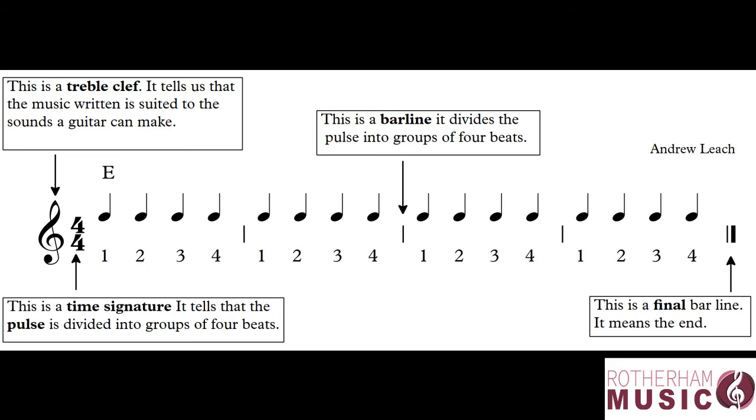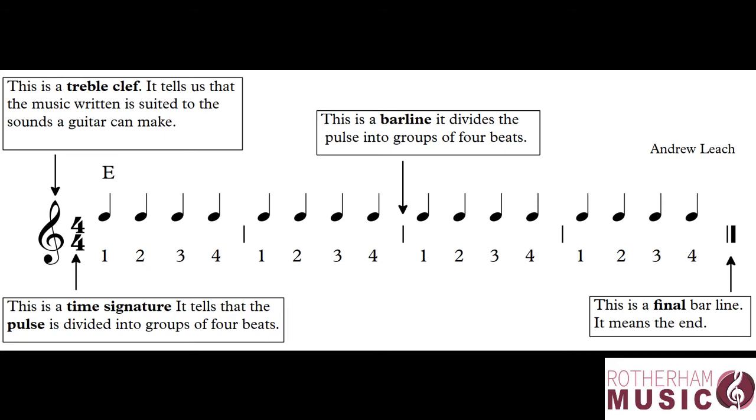At the right hand side, you can see a final bar line. This is like a full stop when you're writing. It means the end. So that marks the end of the piece of music, and you can see it's marked out by a thick bar line and a thinner bar line next to it. So then the main things that we need to look at when we're reading the music.